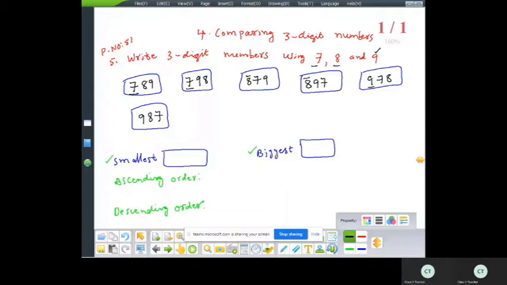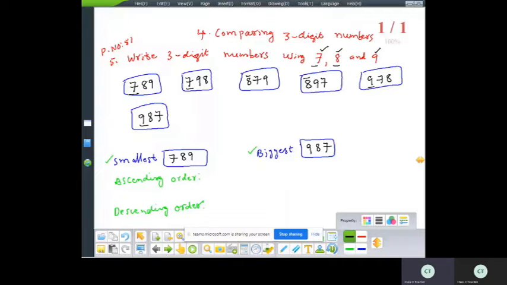You are asked, from these 6 numbers, to form the smallest number, starting with the smallest digit 7, next one is 8, next one is 9. 7, 8, 9. 789, smallest one. Now biggest one. Biggest one starts with the biggest digit. The biggest one is your 9, next one 8, next one 7. 987. This is the biggest one. The smallest number is 789, formed with the smallest digits. Biggest number starts with the biggest digit, 987.